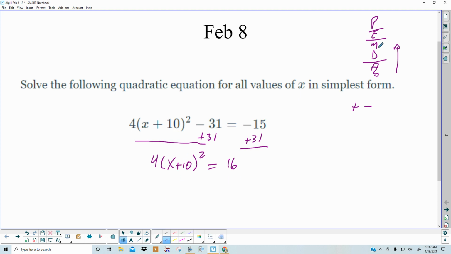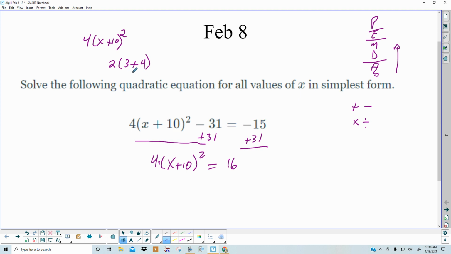So the next thing you have to do is undo any multiplying or dividing. This multiplying is here. That's being multiplied here. You can't distribute inside a parenthesis when there's an exponent on it. So if I had 4 times (x plus 10) with an exponent of 1, in other words, there's no exponent there, then you can distribute it in. But when there's an exponent other than 1, it's not legal. It doesn't work.